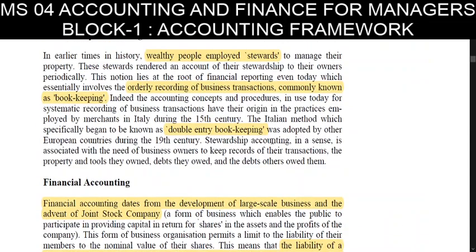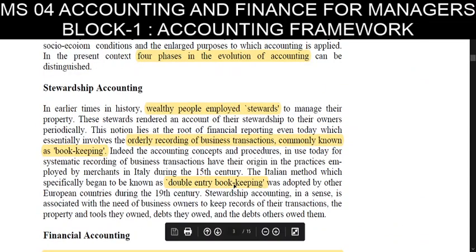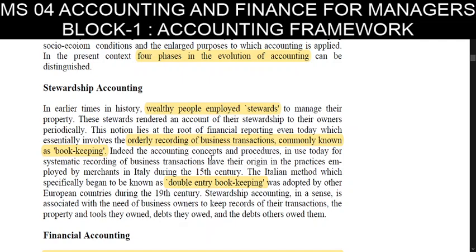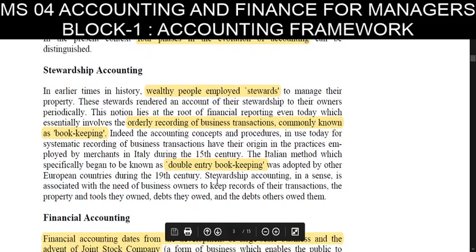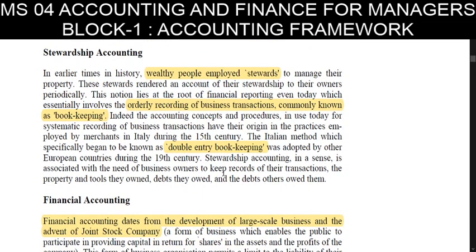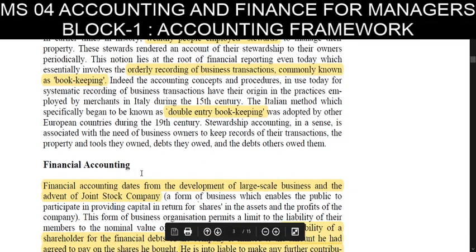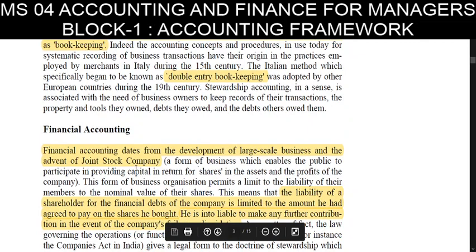Okay, let's see the first phase, stewardship accounting. In earlier times in history, wealthy people employed stewards. What these people did was record the business transactions. This activity is commonly known as bookkeeping. From this activity, gradually the double entry bookkeeping system emerged. Okay, this was stewardship accounting. From this, what came? Financial accounting.